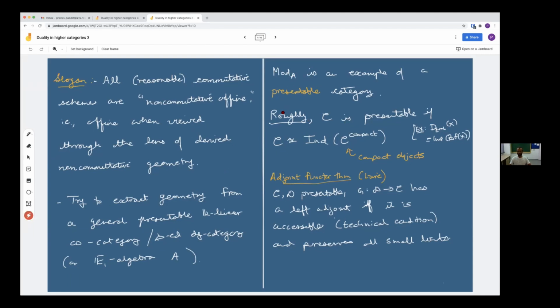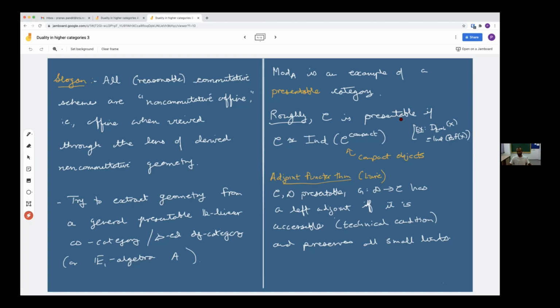So roughly, what is a presentable category? A presentable category is, roughly speaking, modulo some set theoretical things that I'm not saying here, a large category C which has all colimits, and which is the Ind-objects of its compact objects. So given a large category, you can look at the compact objects, which you've heard a lot about in this winter school, and you can take Ind-objects in that, which are formal filtered colimits of compact objects, right? And a category is presentable if you can recover it as Ind of its compact objects, roughly speaking.